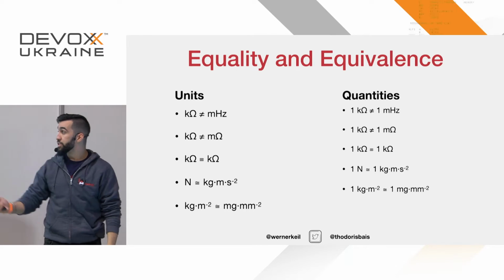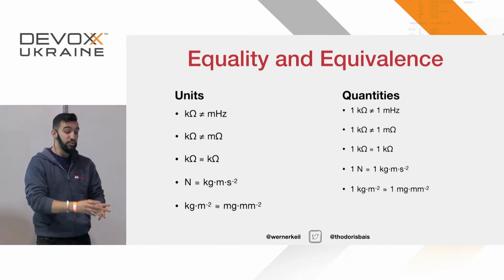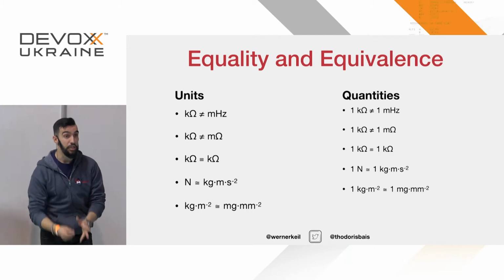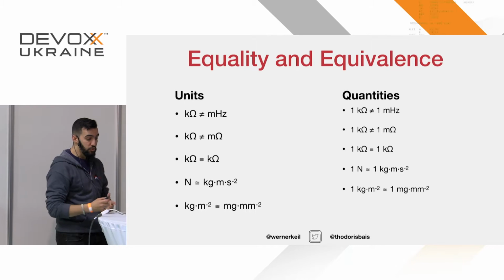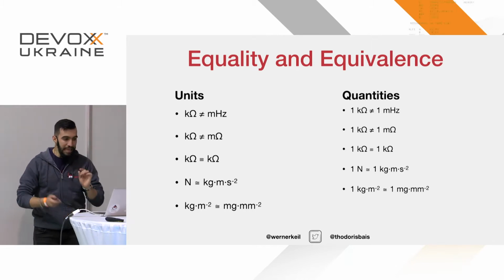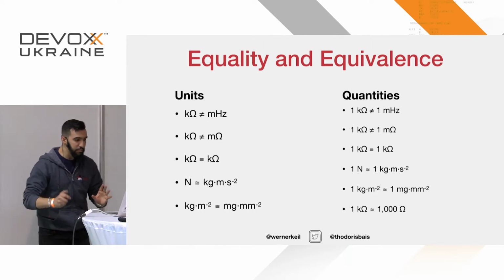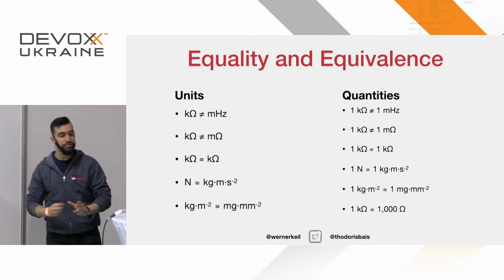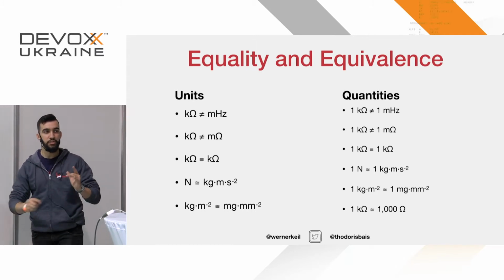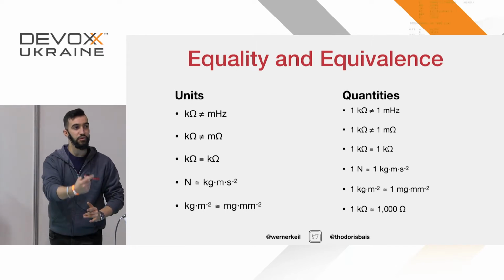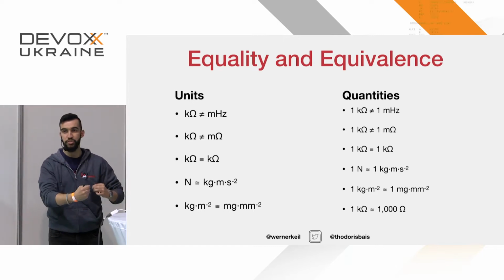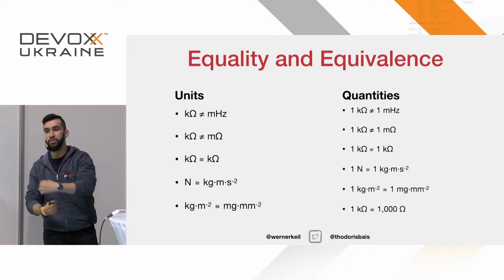And of course, once again, 1 kilo is different to 1 millihertz, and 1 kilo is different to 1 milliohm as well. 1 kilo and 1 kilo are equal, and 1 newton is equivalent to 1 kilogram per square meter. Okay, cool, up until now, right? What about 1 kilo ohm, which is equivalent to 1,000 ohms? As you can see, it's not only about comparing the values and the units, but you also need to convert to one base unit and do the comparison based in one reference unit.